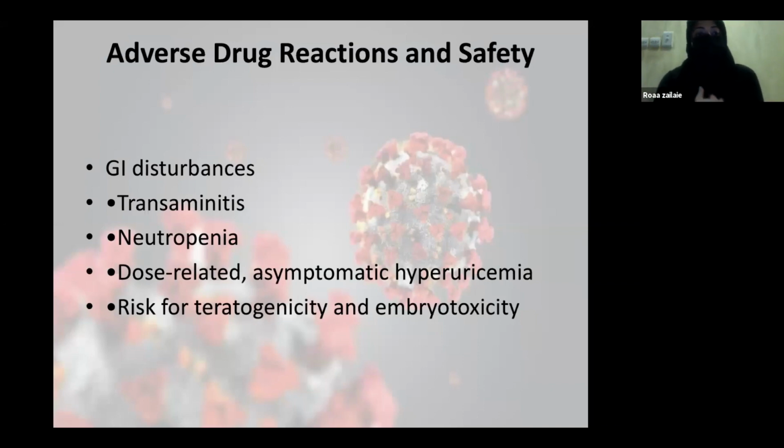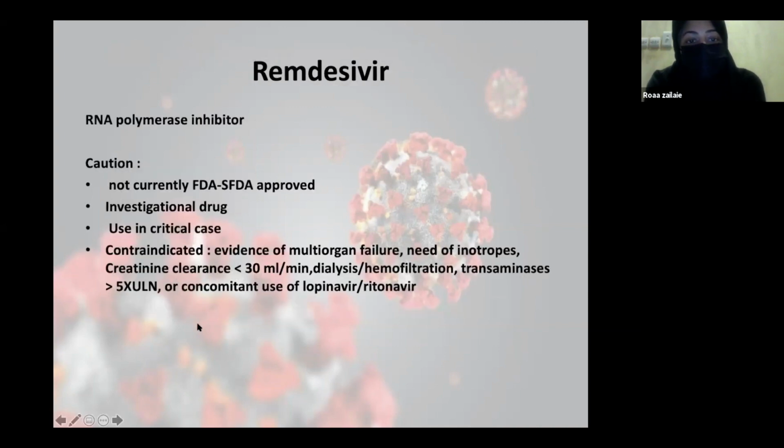The other medication is remdesivir. Unfortunately, it is still not available in Saudi Arabia, and not Saudi FDA approved. It is an investigational drug. They use it in mild, moderate to critical cases, and there are a lot of contraindications. You cannot use it in multi-organ failure, if the patient needs inotropes, if they have creatinine clearance less than 30, if the patient requires dialysis or hemofiltration, or has liver enzymes more than 5 times normal, and you cannot use it with other antiviral therapy, mainly Kaletra.